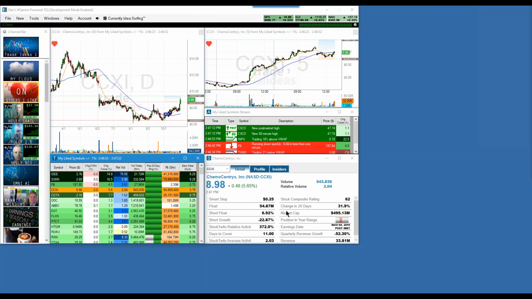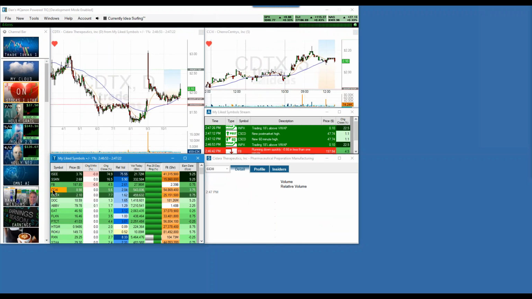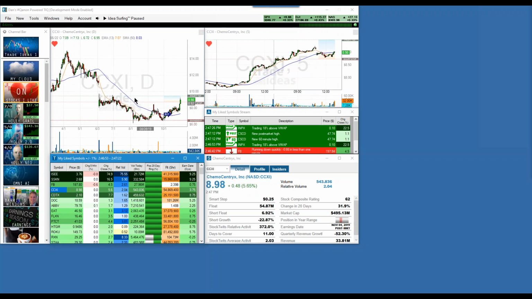CCXI, also strong. And you can start going and telling yourself, I'm going to say, CCXI, I like this thing. You know, look right here. See this? It gapped down and traded all the way down. And by the way, our software is also used for swing trading. Don't think it's just for day trading. Look at this. Okay, and we're going to be talking about that as well.